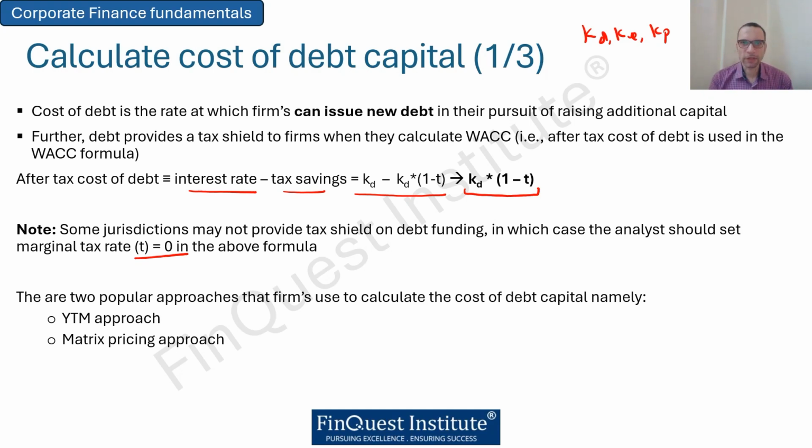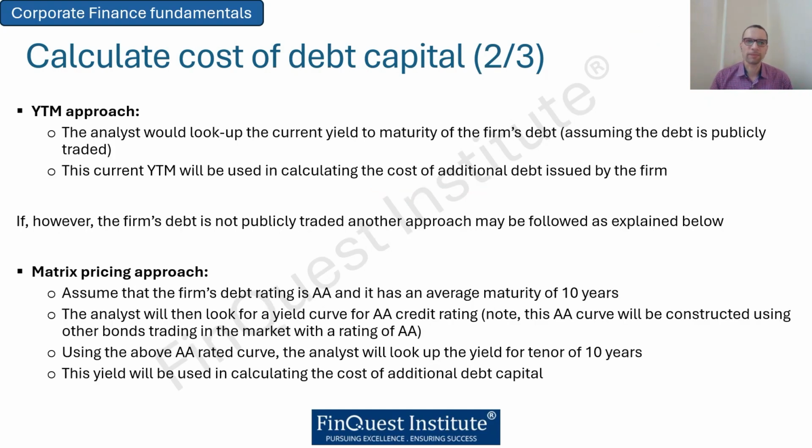So now one might want to figure out how you decide how much the cost of debt should be. Two popular approaches used by industry participants for such a purpose are the YTM approach, and as many of you must have guessed, YTM is the same yield to maturity which we study in fixed income. So we have the YTM approach and we have the matrix pricing approach. Let's understand what both of them are.